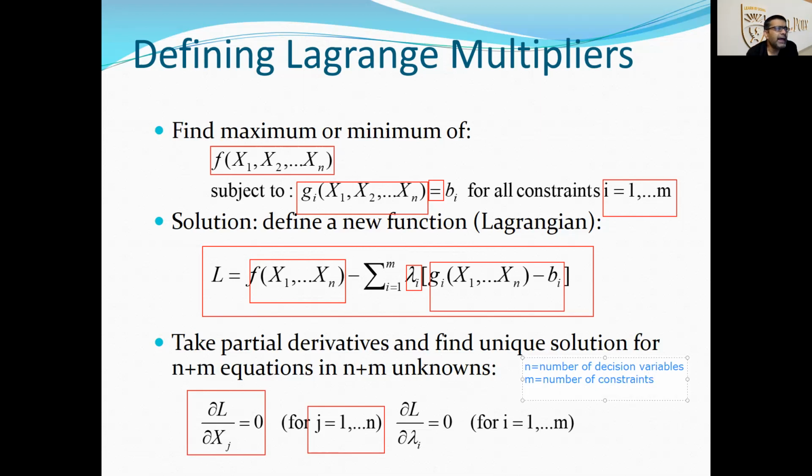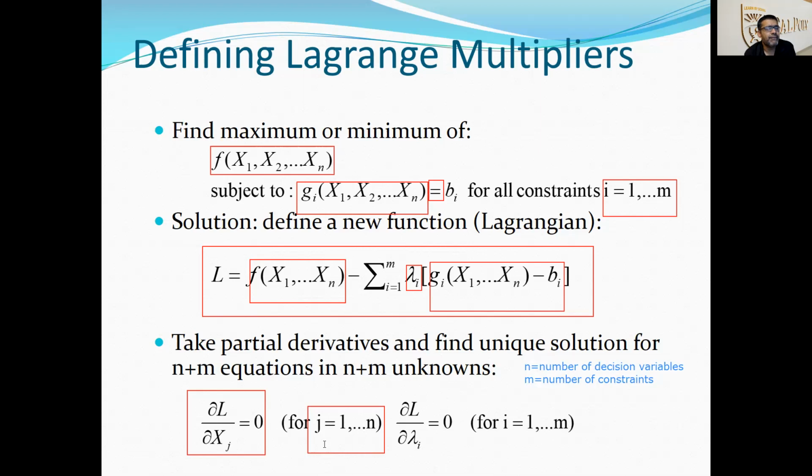And then lambda 1 and lambda 2 up to lambda m are all variables of that equation. Then you take the partial derivative of this Lagrangian function and set that equal to 0. Setting these j functions equal to 0 will give you n equations. Setting these i equations equal to 0 will give you m equations, right? Because there are m constraints and n decision variables.